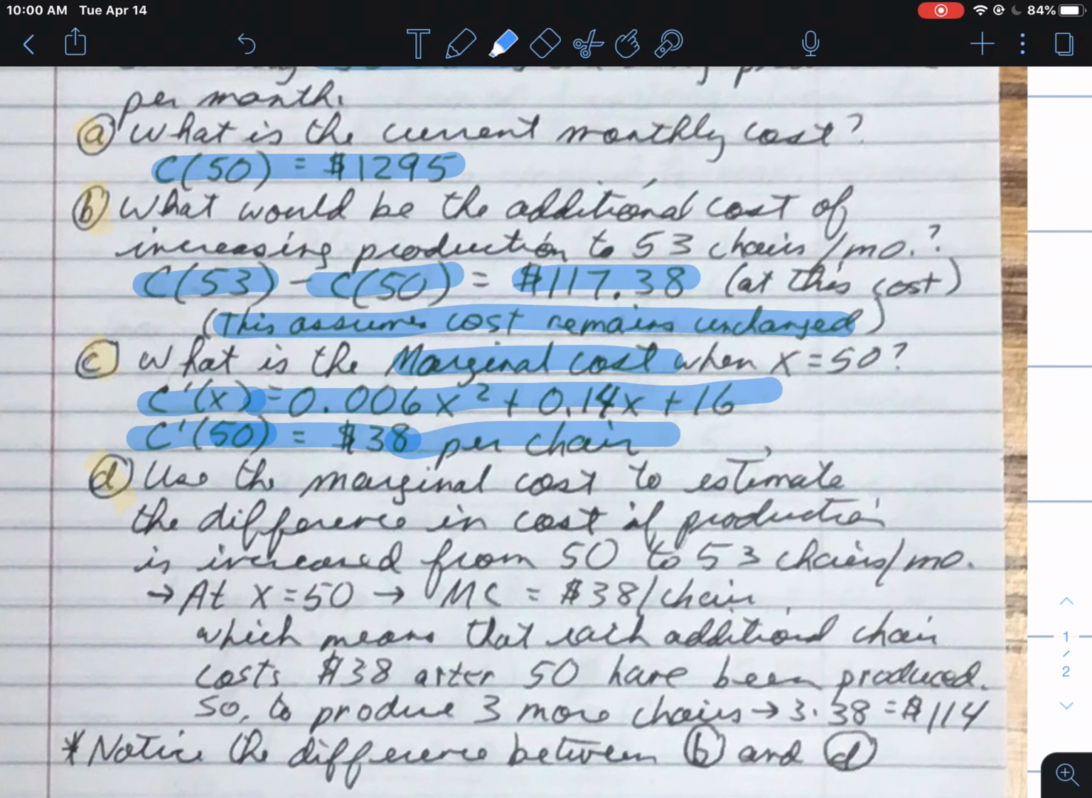Now remember again, what is marginal cost? Marginal cost gives you the cost of producing the next item after X items have been produced. So to say that C prime of 50 is $38 per chair means that we're looking at an increase of $38, or a cost of $38, to produce the next chair after 50 chairs have already been produced. Because again, that's the rate of change in your cost.